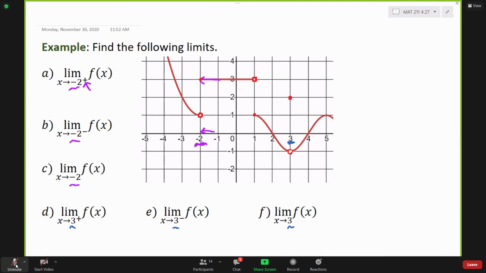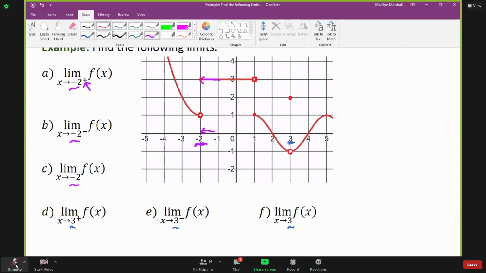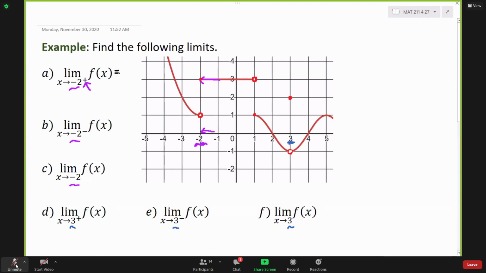-2, 3. So the -2 is the X value, but the limit is just going to be the Y. Oh, 3. Yes, exactly, just 3. So on the graph coming from the right toward -2, the graph is right at 3 there.